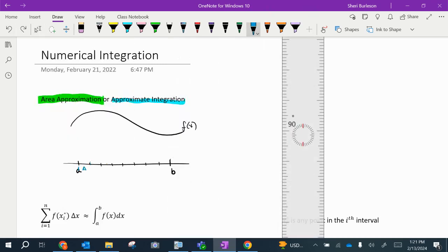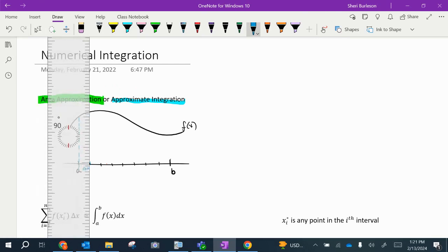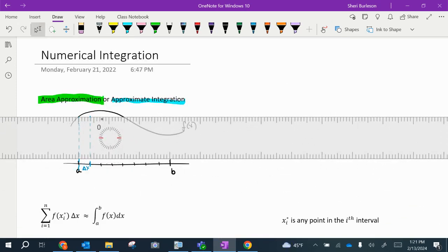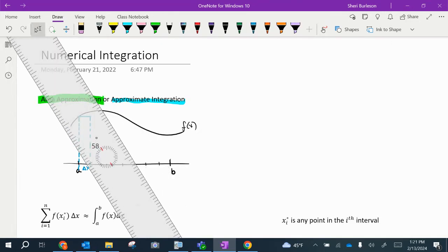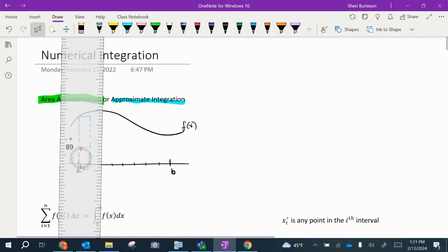I have a delta x, and if I did the left endpoint, I would make a rectangle, as we did for Riemann sums, and use that to approximate the area of that rectangle. So I could do left-hand Riemann sums. I could do right-hand Riemann sums. But what we're going to look at today is a few other kinds.